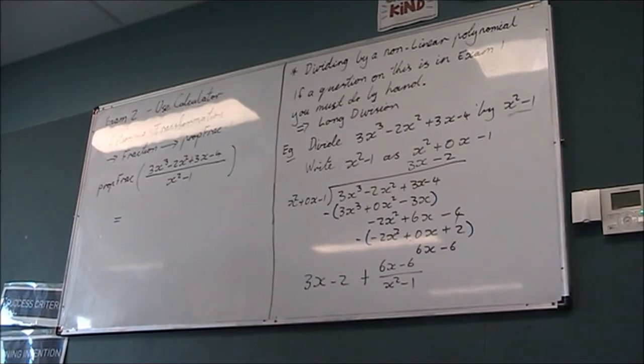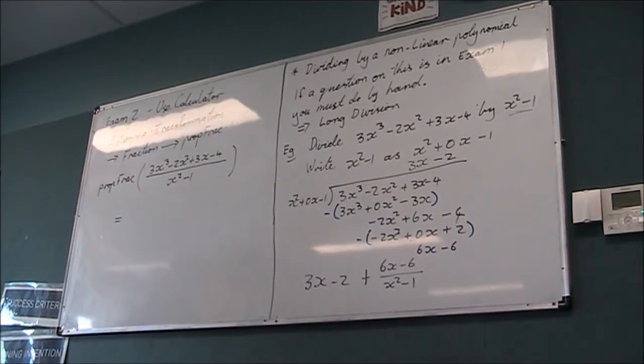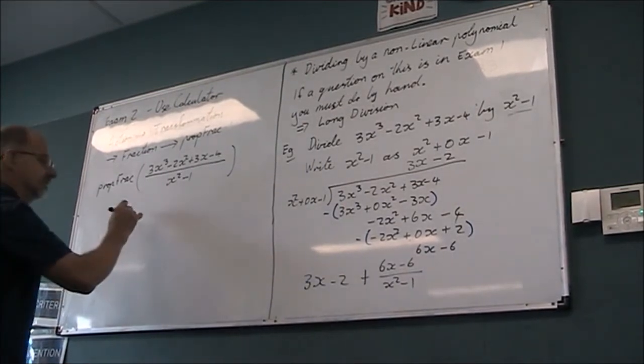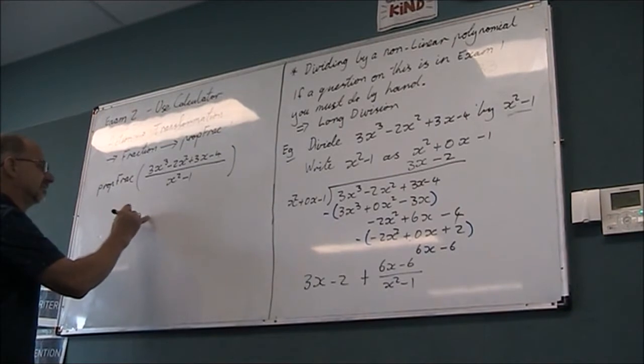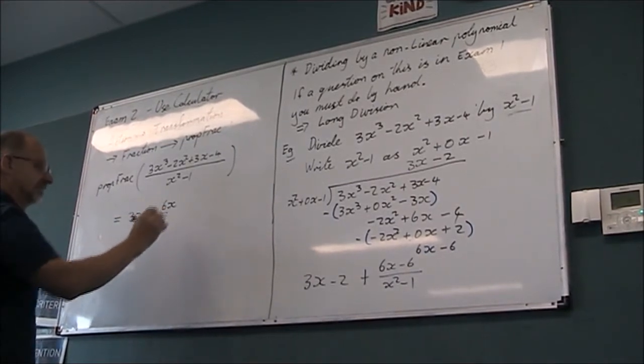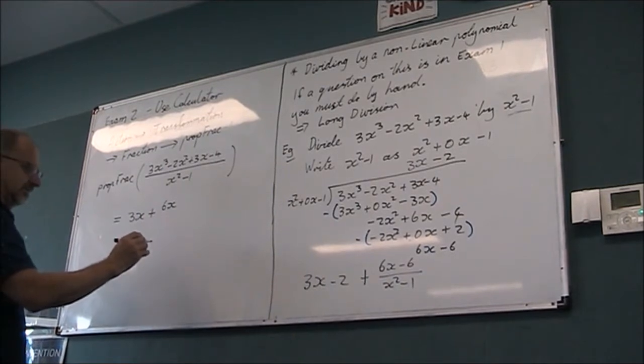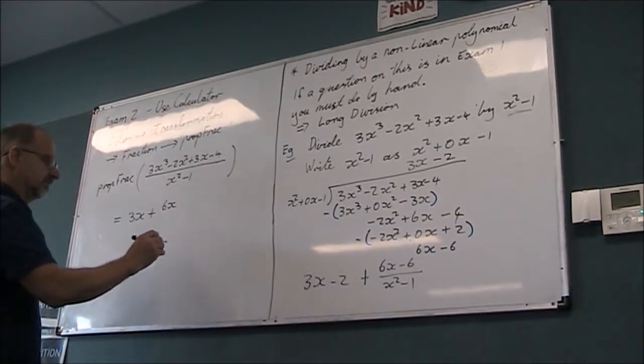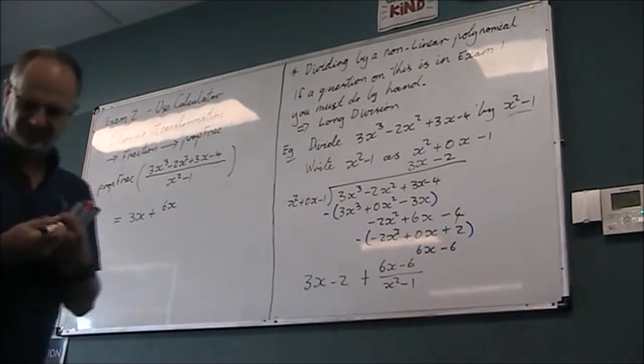Anyone got an answer? How's your calculator write it? 3x plus 6x over x to the power of 2 minus 1. So the first remainder, and then it goes minus 2 over x to the power of 2 take 1, and then plus 2 at the end. I've just got 3x plus 6 over x plus 1 minus 2.